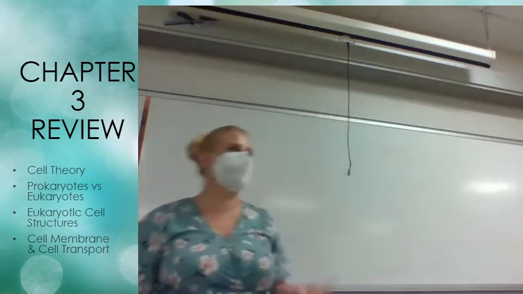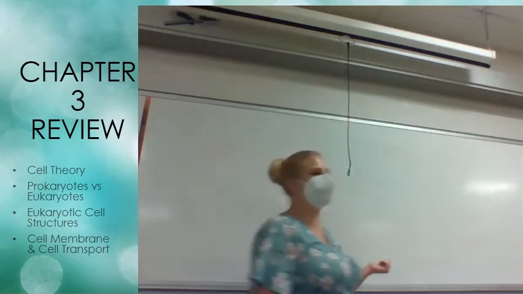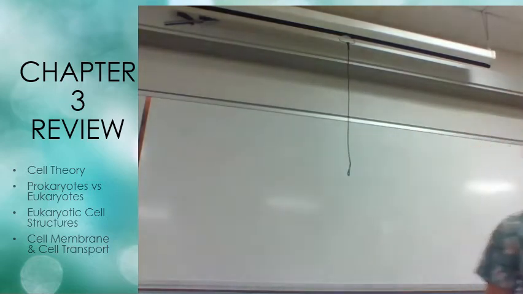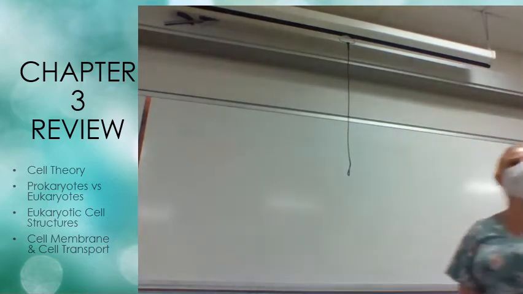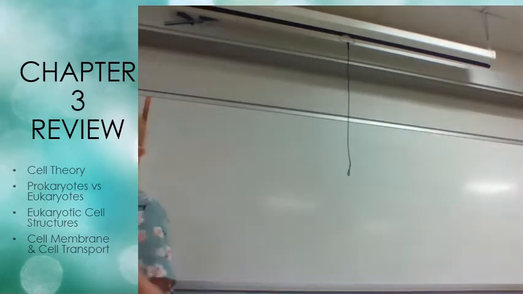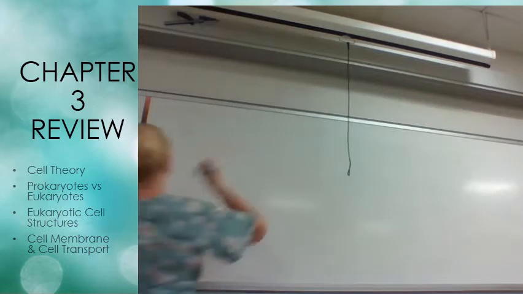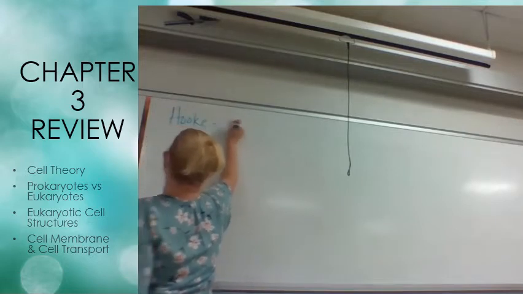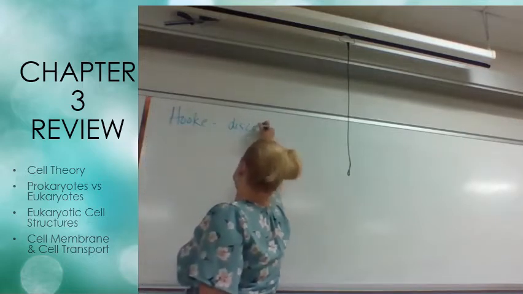Okay, so we're going to start with chapter 3, 3.1, which was Intro to Cells and the Cell Theory. So we're going to start with the first thing. Who was the gentleman that looked at a piece of cork and discovered cells? Hooke, Robert Hooke. That's the only one you remember? So he discovered cells.